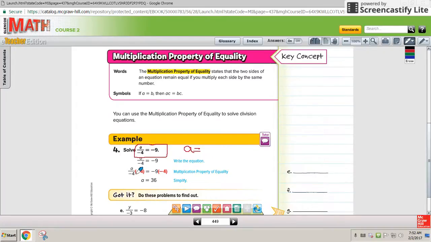So if we multiply this side by -4, remember that's really -4 over 1. And you see that we can cross reduce. We have a -4 in the numerator times a -4 in the denominator, and those cancel out. And if we multiply by -4 on one side, we have to on the other, and we get A equals 36.